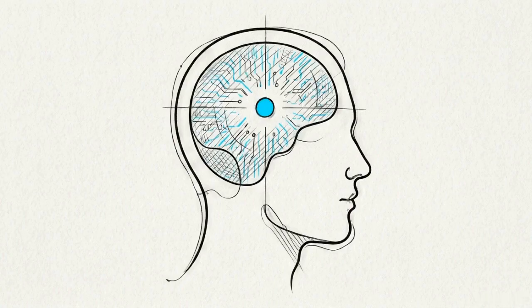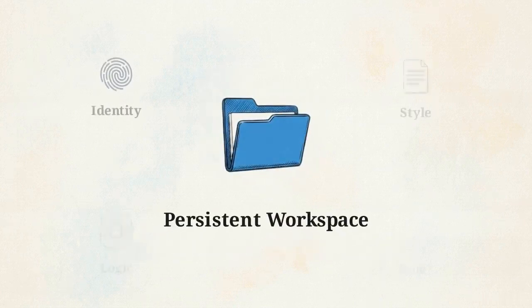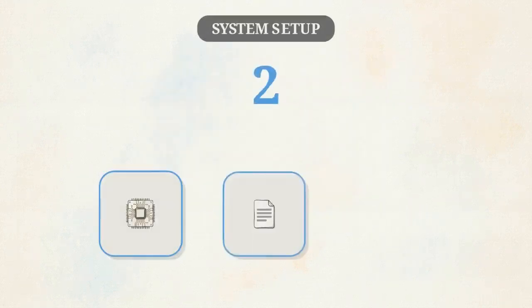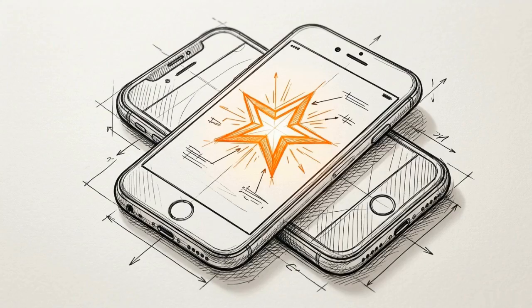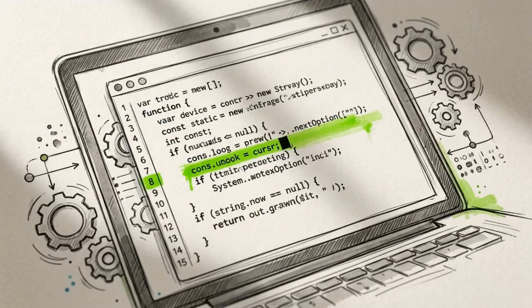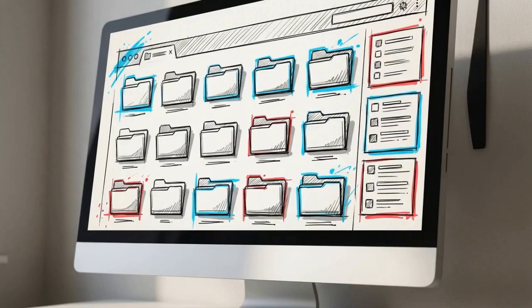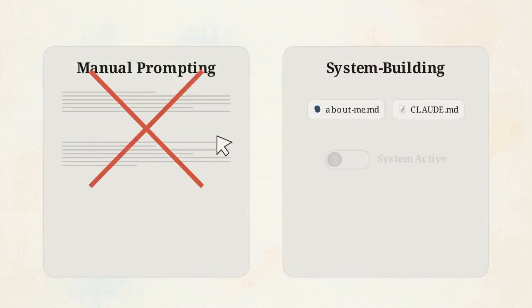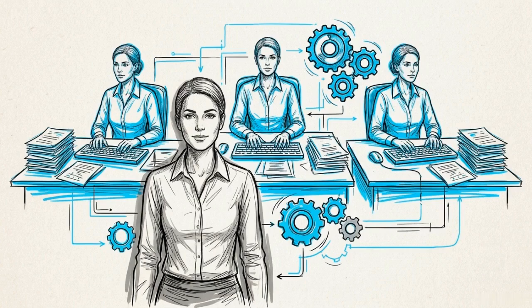You bypass manual prompting entirely by building a digital clone. Instead of treating the AI like a blank slate, you configure a persistent workspace that already knows how you think. To set this up, you only need 3 things: an active Claude account, a plain text editor, and workflow tools like Notion. Shifting your approach from manual prompting to system building eliminates the daily friction of starting from scratch. You create a scalable extension of yourself that gets right to work.